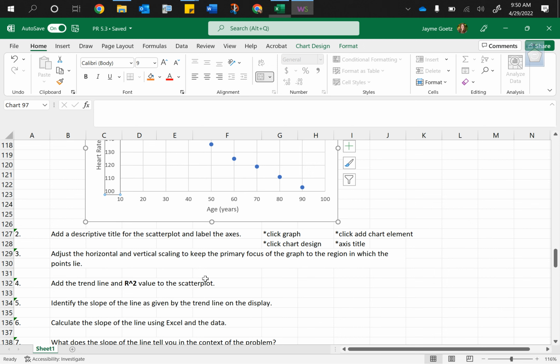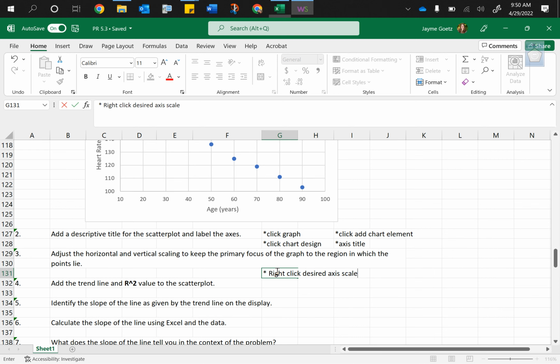So again, if you're taking notes, the first thing we did was right-click your desired axis scale. Then you clicked on Format Axis. Okay?